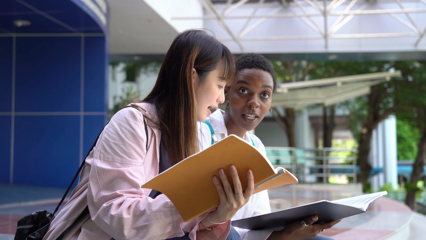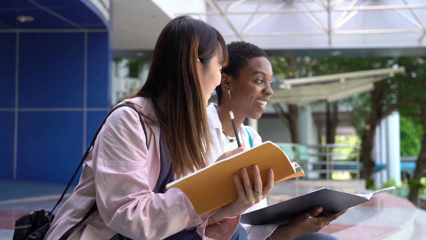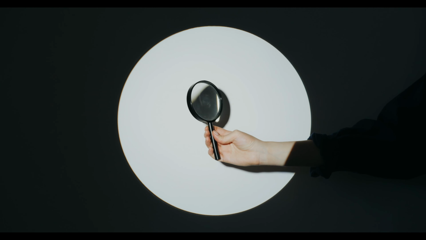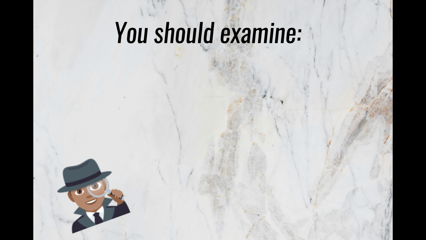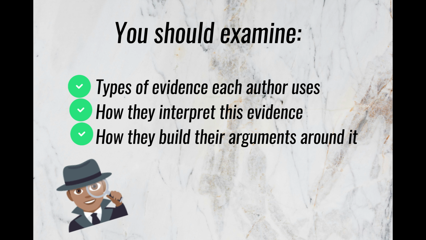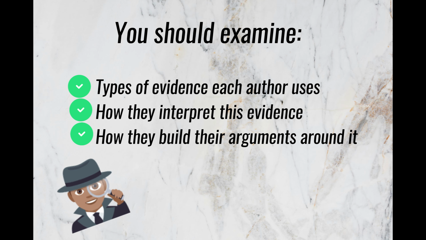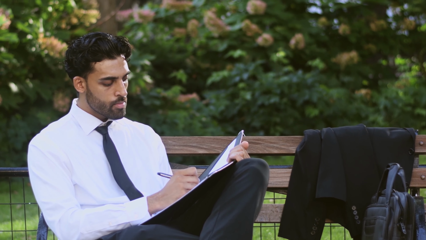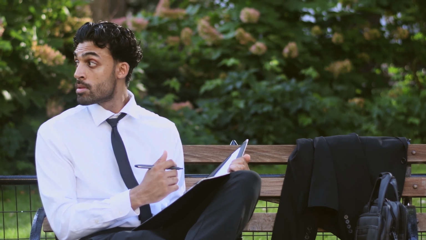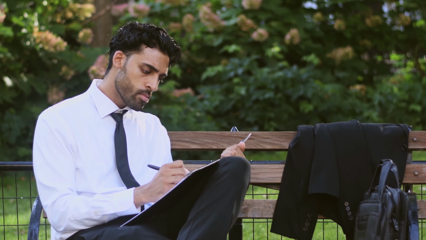This skill is crucial for success, and students need to master it to perform well on the exam. Essentially, when they say you should analyze how two authors discuss the same issue but present different views, you should examine the types of evidence each author uses, how they interpret this evidence, and how they build their arguments around it. This involves identifying the claims each author makes, noting the supporting details they provide, and understanding the perspective or bias that may influence their conclusions.